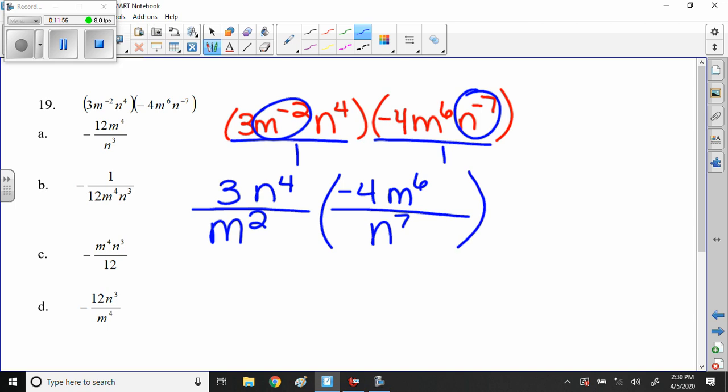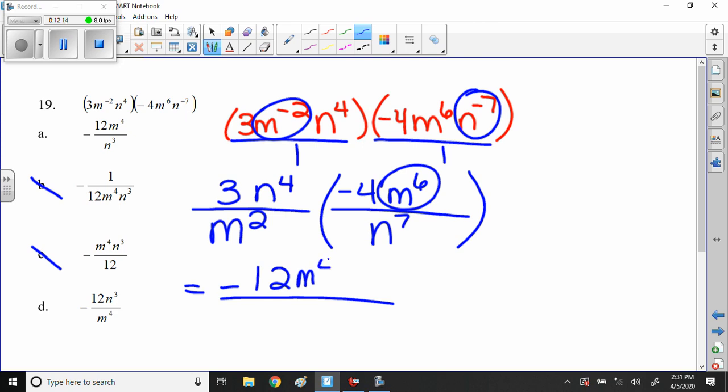Okay, so if we multiply 3 times negative 4, we get negative 12, and notice how that would still be in the numerator. So that's a clue that we could get rid of these two, right? And then next, out of these two, notice how my larger m is in the numerator. So I'm going to put m in the numerator. 6 minus 2 is 4, so I should have 4 in the numerator. So already I can tell that a is going to be our answer. And then my larger n is in the denominator. 7 minus 4 is 3, so that's perfect. That's exactly what we had up there on a.